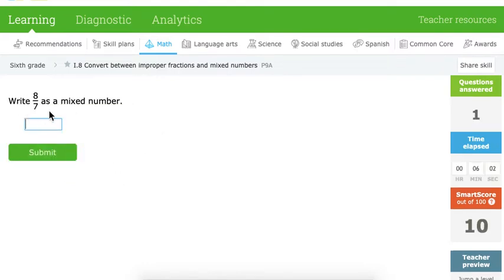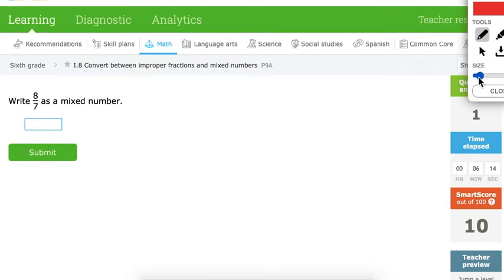Now this one we're going the other way. So we're going to write the improper fraction as a whole number. And for these, you're going to use division. So we're going to take this and divide this out. So we're going to take 8/7. So basically, you just take it, and we have 8 divided by 7.